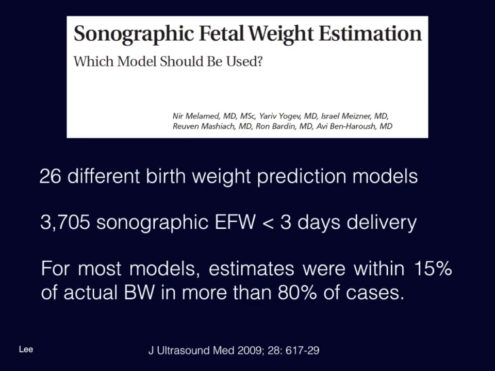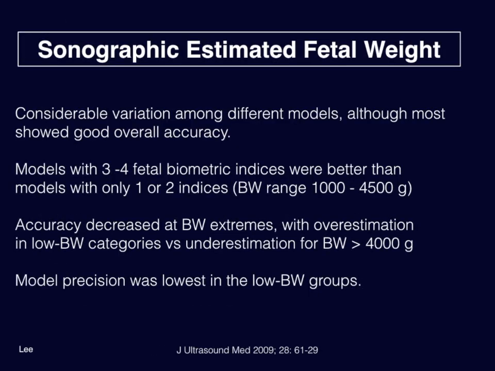One Israeli study of approximately 3,700 EFW calculations within 3 days of delivery evaluated 26 different weight prediction models. In most cases, estimates were within 15% of actual birth weight in more than 80% of cases. Despite considerable variation among different models, most results showed good overall accuracy. Models with 3 to 4 fetal biometric indices were found to be better than models with only 1 to 2 parameters for the birth weight range between 1,000 and 4,500 grams.